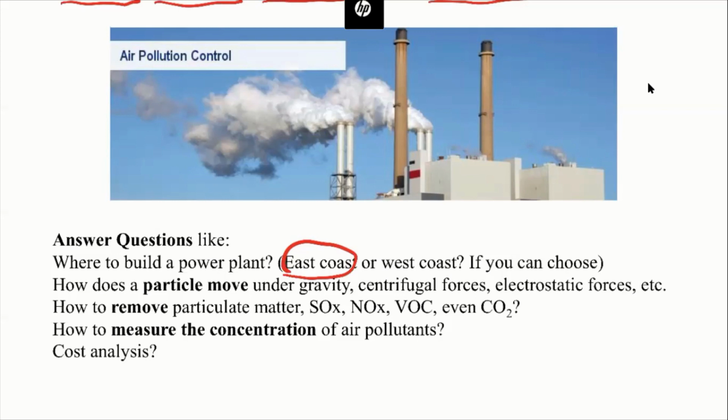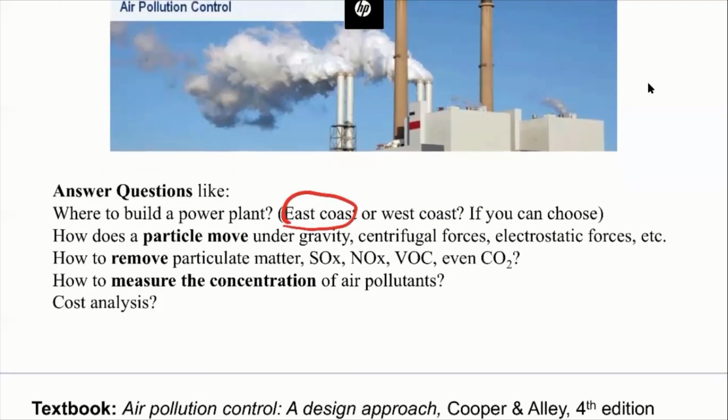We'll also learn how a particle moves under different types of forces, for example, gravity, centrifugal force, and electrostatic force, and also how to remove these particulates. For example, sulfur oxides, nitrogen oxides, volatile organic compounds, or even carbon dioxide. There's a lot of debate about whether we should treat carbon dioxide as a pollutant, right?